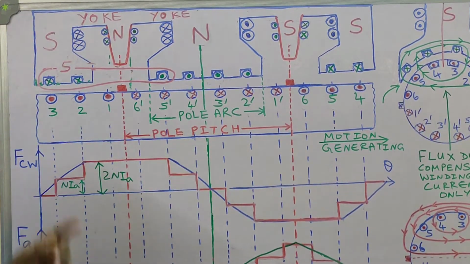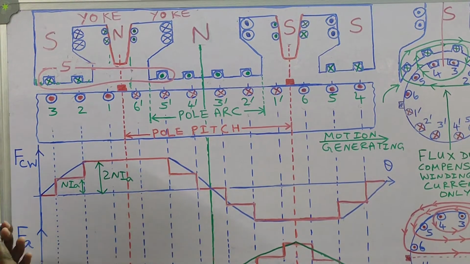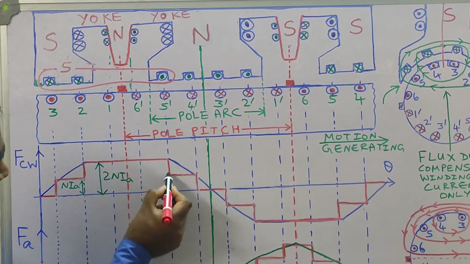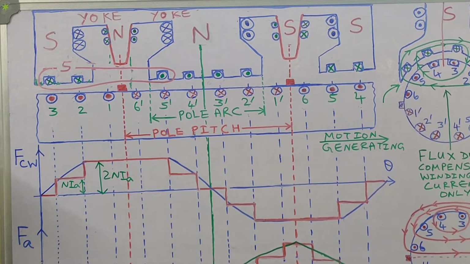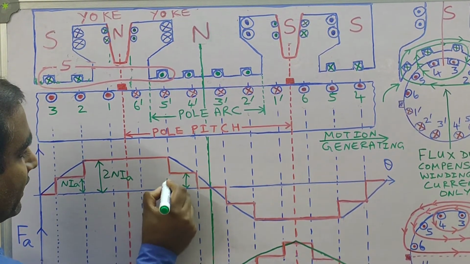So what is the net current? It is N into Ia. So there will be a drop in MMF, and again it will be taking place at the middle of the slot. So again the drop is taking place at the middle of the slot. This thing is N into Ia.